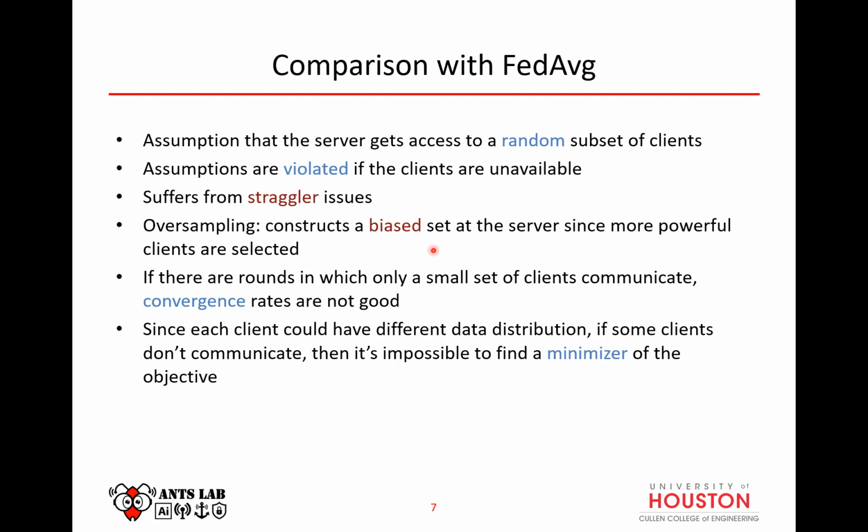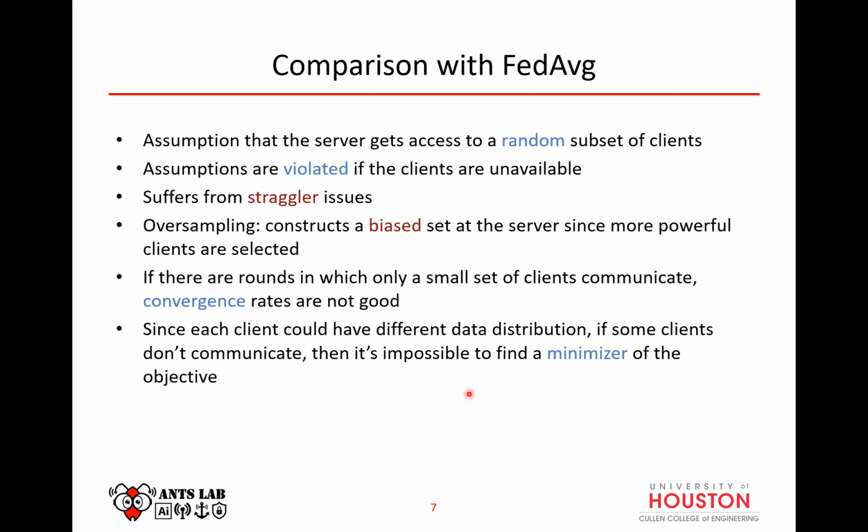And the other thing, some of the papers try to solve the straggler issues by doing oversampling. But oversampling the user devices leads to construction of a biased set at the server, because the more powerful clients are selected at every round, so the set that is built at the server becomes very biased. So this also becomes a small disadvantage. And also, if in certain rounds only a very small set of clients communicate, then the convergence rate may not be very good. And given that the data would be non-IID, with different data distributions among all the clients, if some of the clients do not communicate, then finding a common minimizer for the global objective may become a little difficult. So these are the other problems of the very popular federated averaging algorithm.